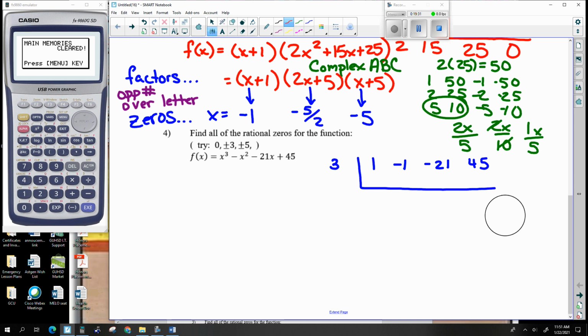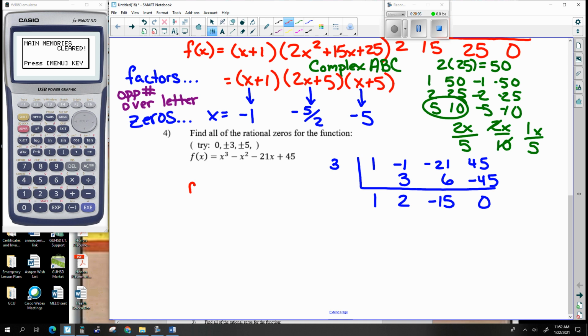I don't know if this is true or not. Let's see what the math says. So drop, multiply, add, multiply, add, multiply, what do you know? Add. So it did come out to 0. So as I said, what I know is x minus 3 is a factor, and x is equal to positive 3 is a 0. Okay, that's what I do know from this, stemming from this mathematics right now.